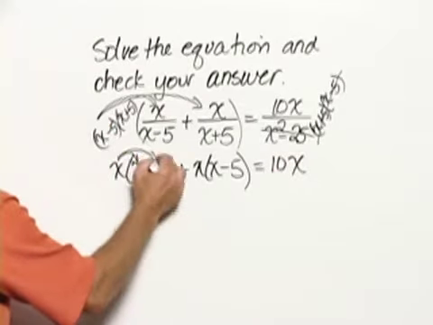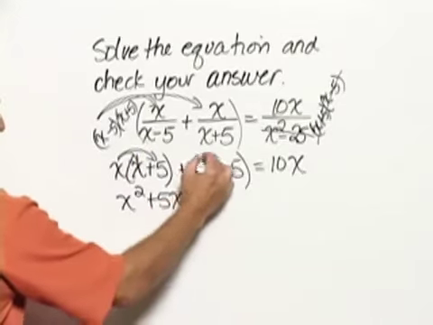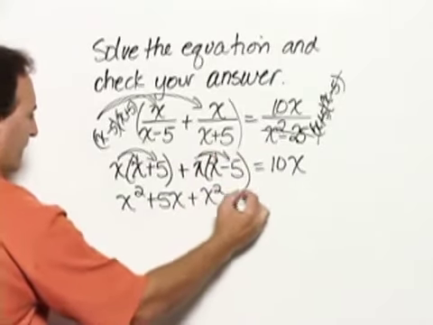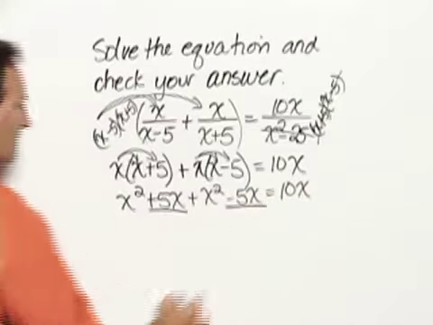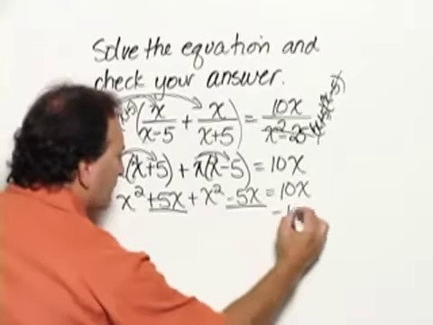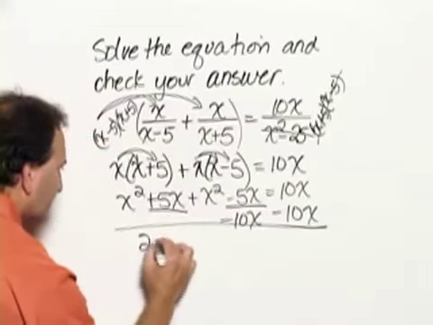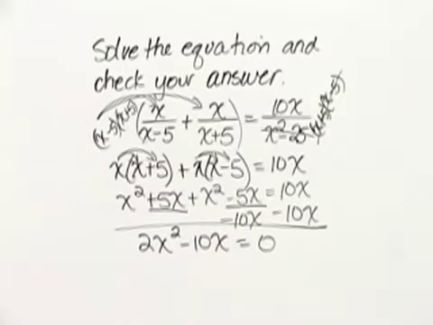Now we have to distribute the x, which gives us x squared plus 5x, and then distribute the x here, which gives us x squared minus 5x, and that equals 10x. Now the plus 5x and the minus 5x will add up to 0. x squared plus x squared is equal to 2x squared, but we'll also subtract 10x from each side, so that what we have is 2x squared minus 10x equals 0.